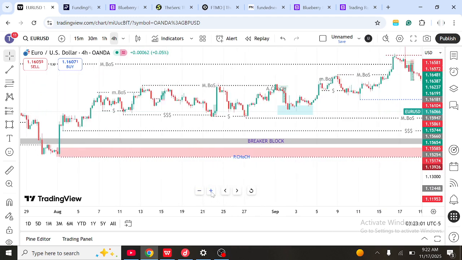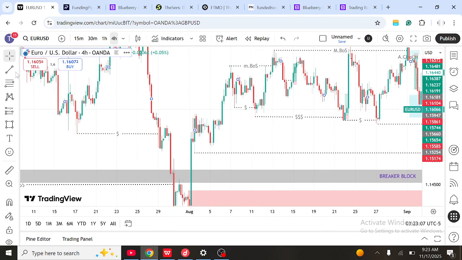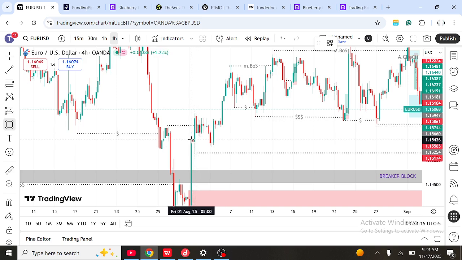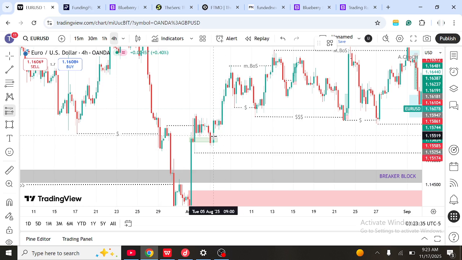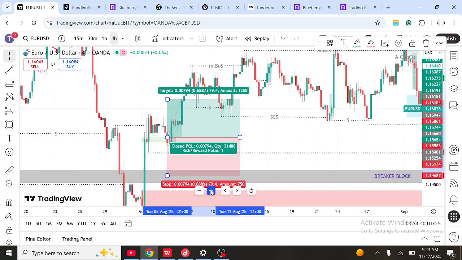Okay, so now this is where my change of character happens. Can you see that? The last order flow that caused this change of character, this is it. This is a candle here. Do you see that? So my entry will be where? My entry will be at the beginning of that order flow. Okay, that's a buy. So my entry will be here.